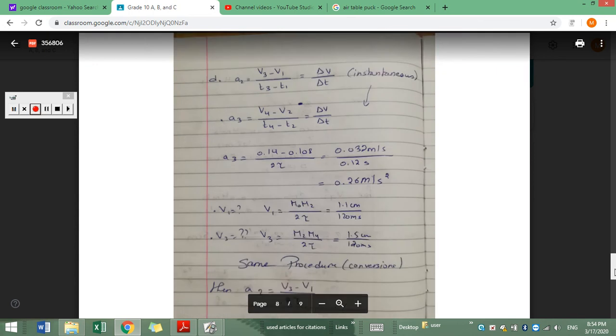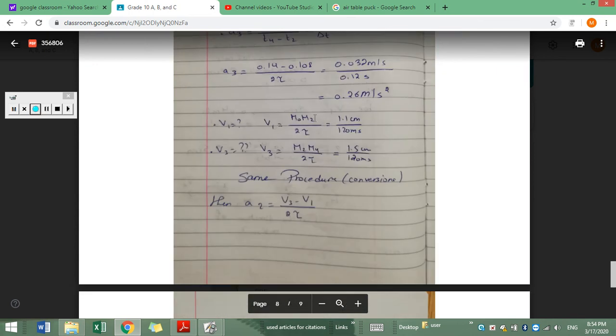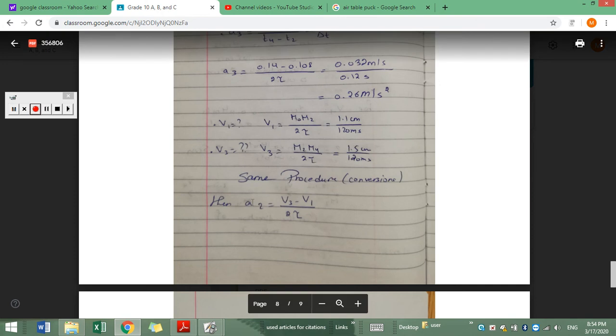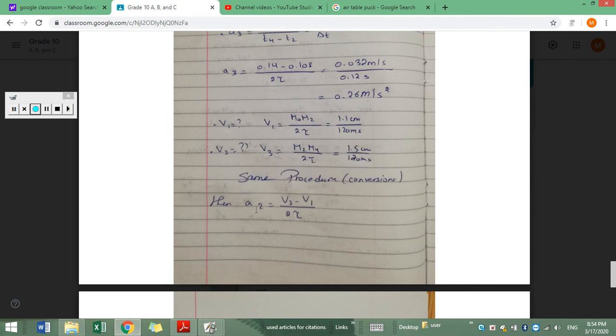So v1 is M0M2. This is the instantaneous speed at v1: M0M2 over 2 tau, using the ruler, 1.1 centimeter over 120 milliseconds, and of course we do the calculations and the conversion. V3 is the one before and the one after, M2M4 over 2 tau. Now I have the instantaneous speed at t1 and t3, so I can use them to calculate the instantaneous acceleration a2, which is v3 minus v1, the later one minus the earlier one, to see whether it increased or decreased.